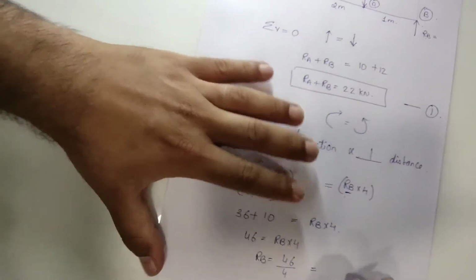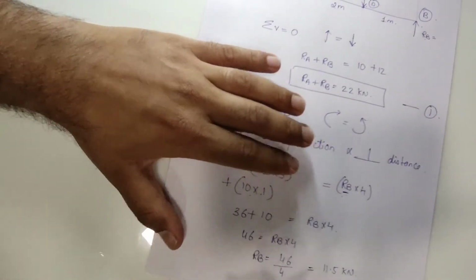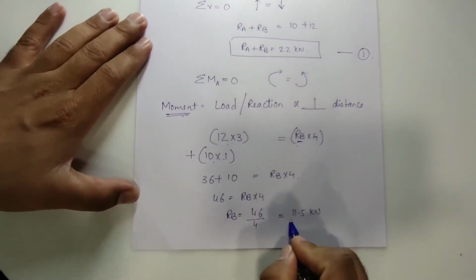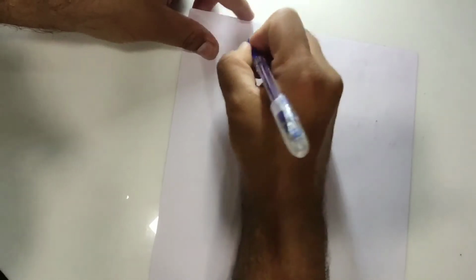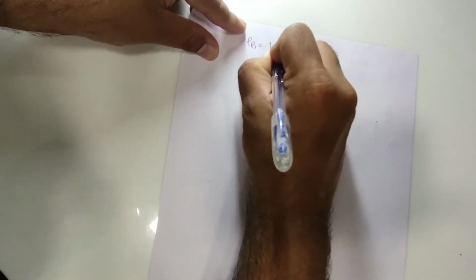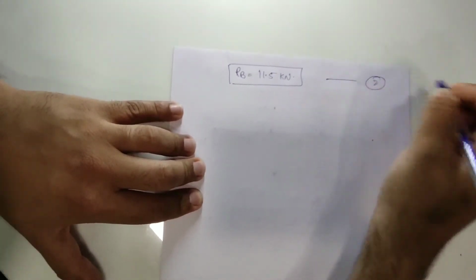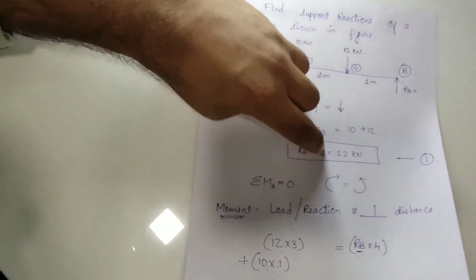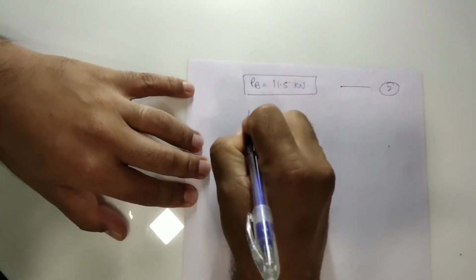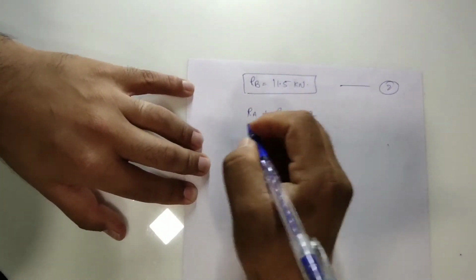The answer would be 11.5 kilonewton. So this is the value of RB. So we got RB is equal to 11.5 kilonewton. Now I am going to put, this is my equation number 2. So I am going to put this equation number 2 in equation number 1, that is RA plus RB is equal to 22.